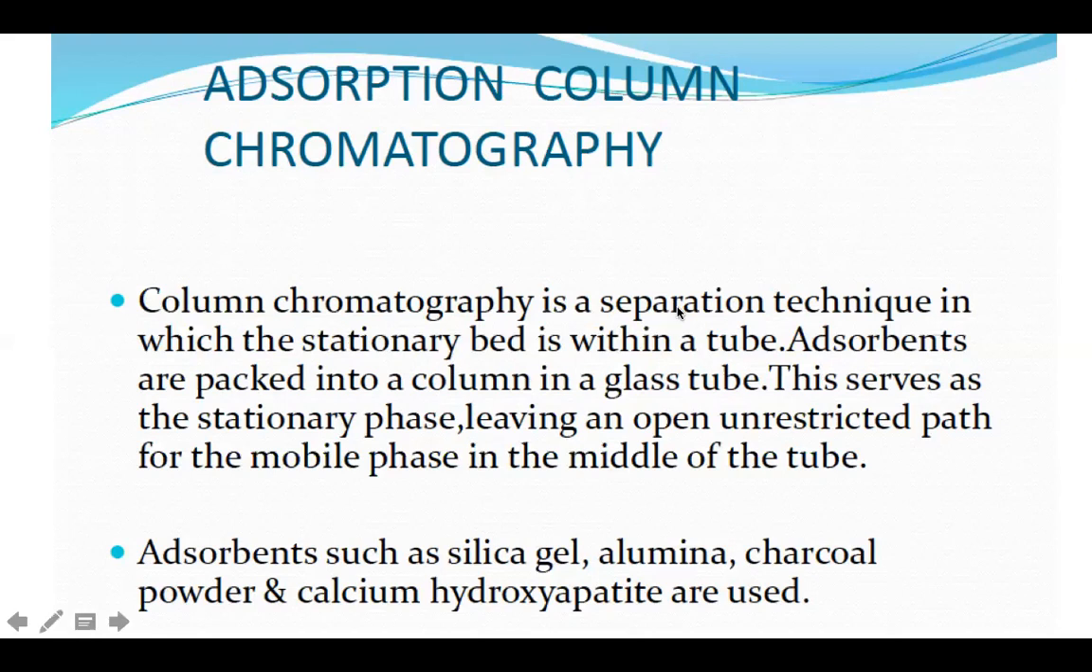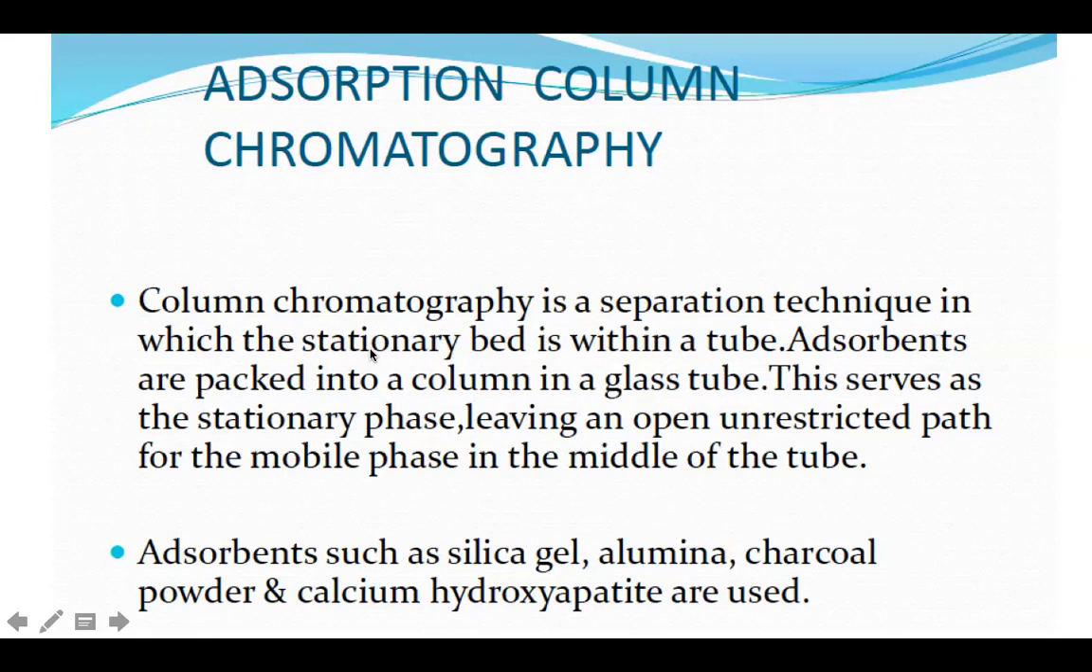Column chromatography is a separation technique in which the stationary bed is within a tube. The stationary materials are within a glass tube, and column chromatography we use for separation of a higher amount of compound, because in case of TLC and paper chromatography, we can only detect but we cannot recover the purified compound at a higher amount.